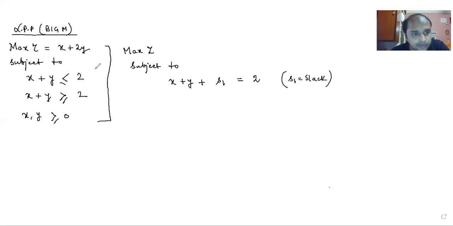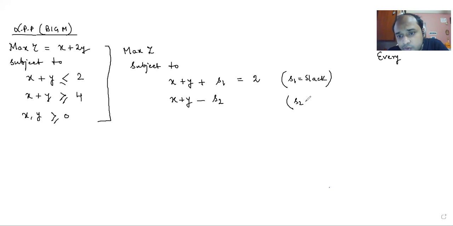Oh sorry, this particular point is 4. I'm considering the same scenario where one inequality is less than and another inequality is greater than. But in the second inequality, I'm seeing that the left hand side of the inequality is greater than the right hand side. So I have to subtract something from the left hand side.